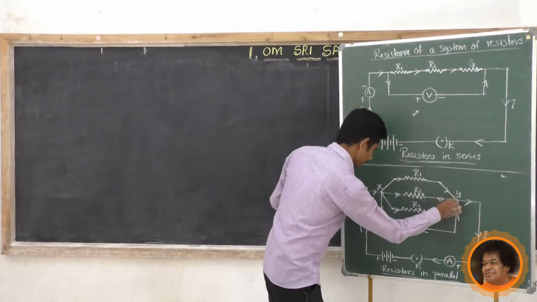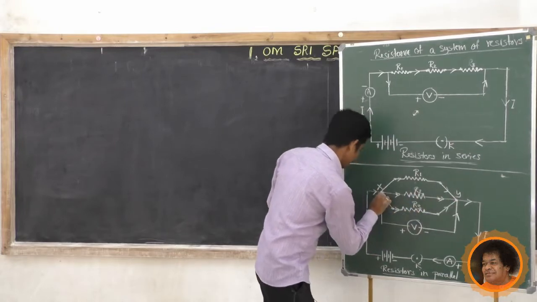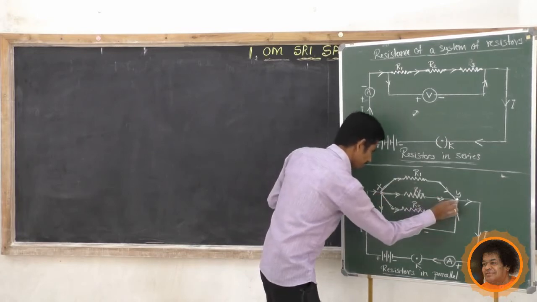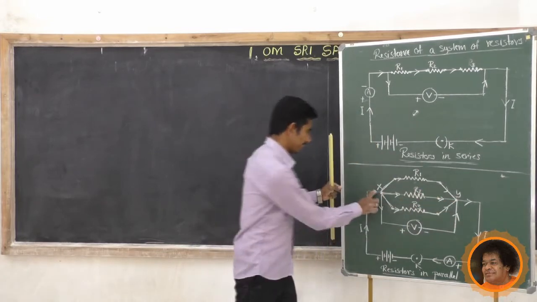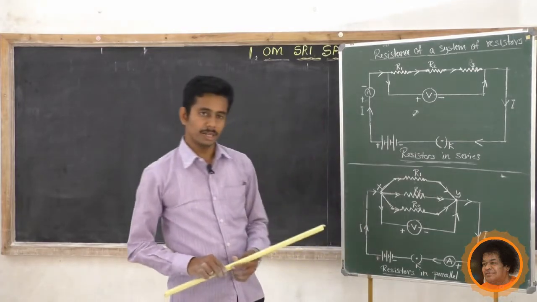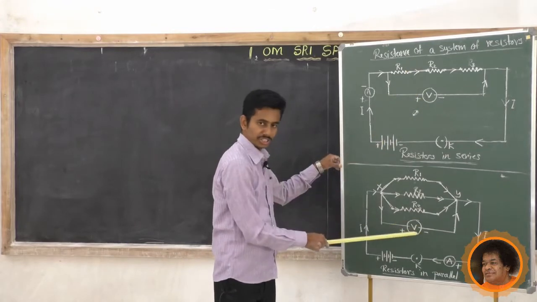Look at this, they are parallel. The 3 resistors are joined at their two ends, at the common ends X and Y. This type of connection is called resistors in parallel.